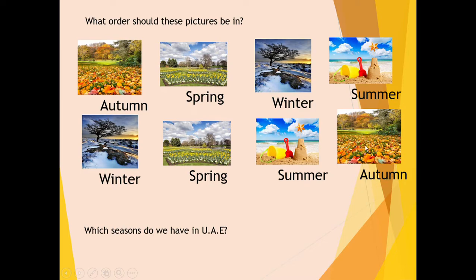In autumn season, we see the leaves changing their colors and falling. In spring, we can see a lot of birds, butterflies, and flowers. In winter season, the snow falls and we wear winter clothes to keep ourselves warm. Which seasons do we have in UAE? We have all these seasons in UAE.